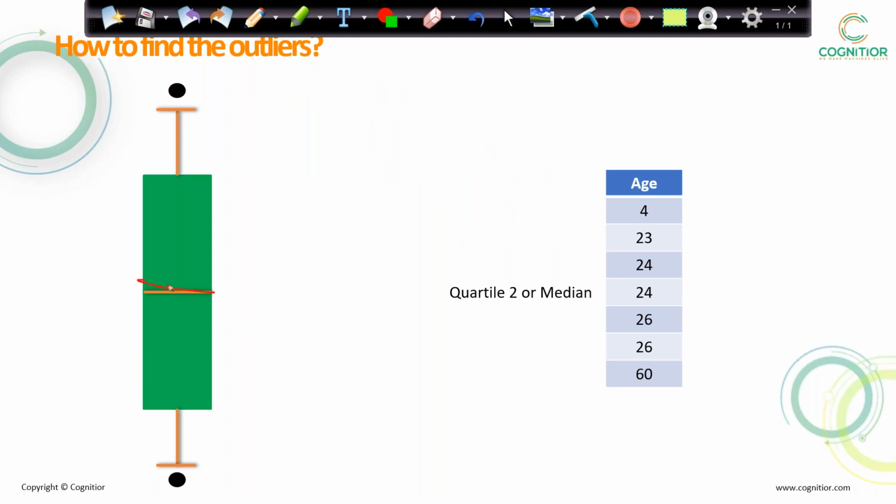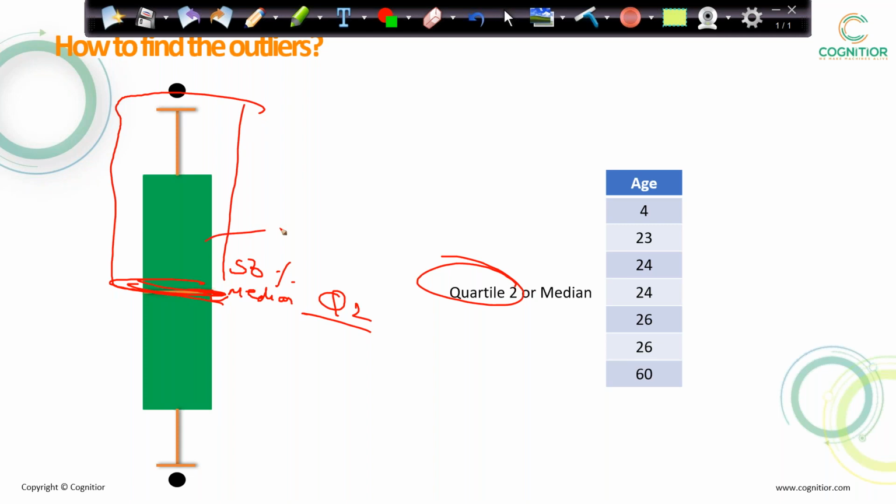So first of all, this is known as median, and also known as quartile 2, Q2. So basically I can say that 50 percentile of my data is present here. 50 percentile of my data is till here. This is my 50 percentile data.